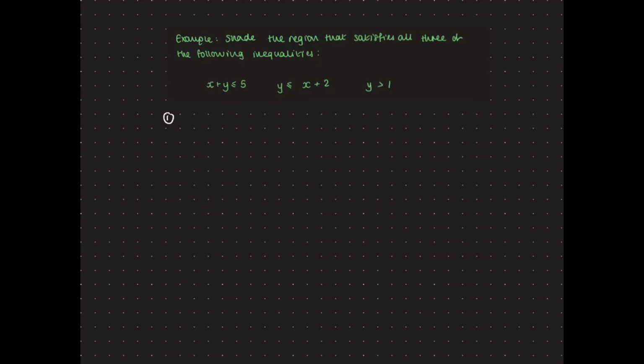to equations by changing the inequalities to equal signs. Now I'm going to want to sketch these, so I'm going to need them in the form y equals mx plus c. That's fine for my second and third equation, but I need to rearrange this equation. Now I'm going to draw my axes.